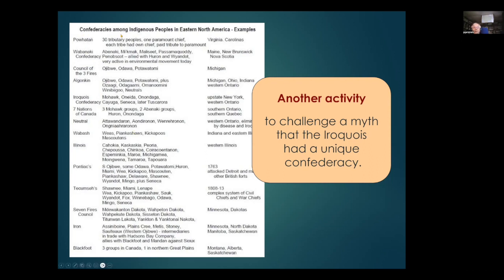The first page that you can download is just background information for you. The page that says Confederacies Among Indigenous People, examples, is background information for you. This is a list of 14 different confederacies that groups of native people had put together at various times. And the Iroquois Confederacy was basically put together to help them deal with Dutch traders and things like that. And so this becomes a kind of an independent process there.